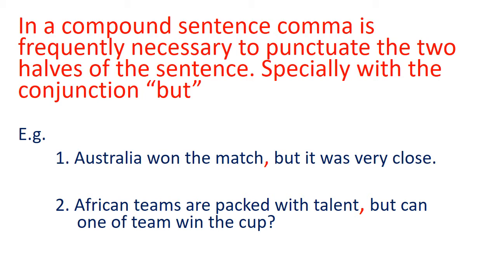Second one. African teams are packed with talent, comma, but can one of them win the cup? Here the main clause is: African teams are packed with talent. The other part is: but can one of them win the cup? Actually, not the subordinate clause, the other half of the sentence. To separate them we used a comma.